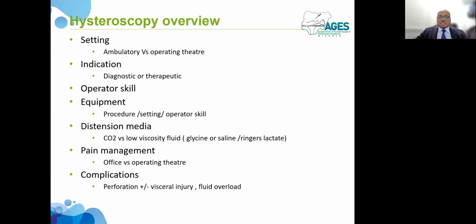Complications of note include perforation of the uterus, and this could extend to bowel, bladder, or major blood vessel. There could be catastrophic consequences from fluid overload, either with glycine or with normal saline. Contraindications to performing hysteroscopy include an ongoing pregnancy, known cancer, or active infection.